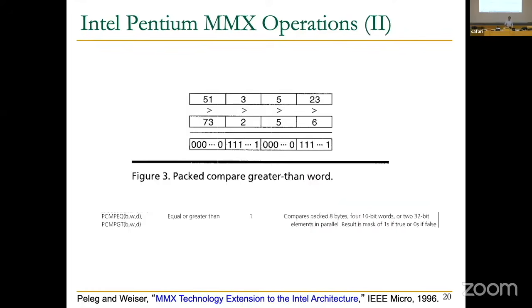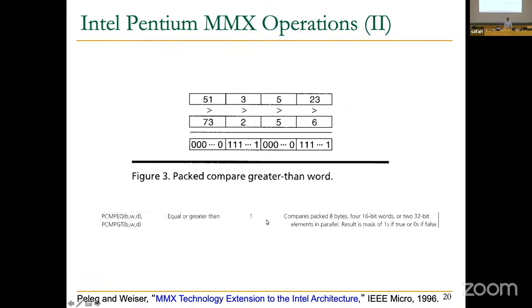And the operations are very similar to vector instructions. So these are the instructions that you can see. This is called packed compare greater than word. So basically you chop the register into 4 words. Let's assume that this is the source register, and these are the values of the 4 words in the source register, and these are the values of the 4 words in the second source register. The result of this operation is this.